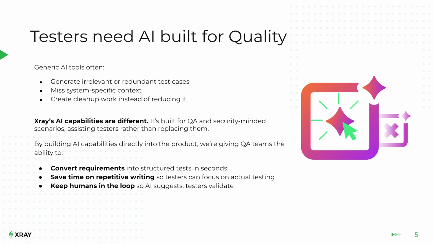What our AI capabilities can do is turn requirements into structured test cases in just seconds, reduce the effort of repetitive writing, and always keep humans in the loop. So the AI suggests and the testers validate. And this is a balance between speed and control that's really essential in real QA environments.